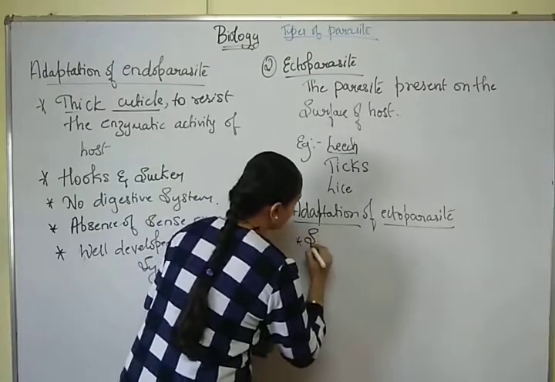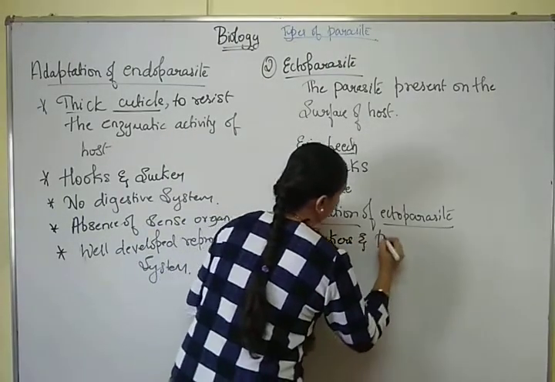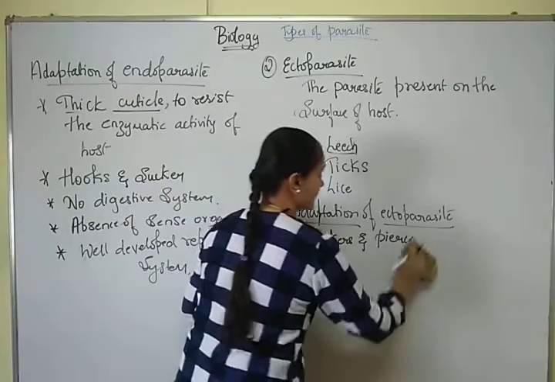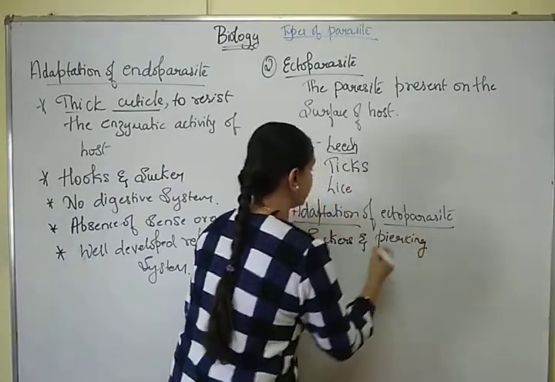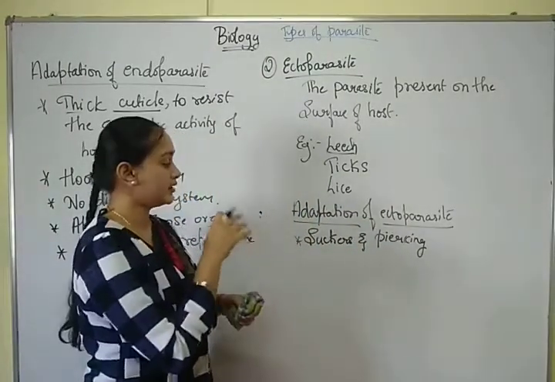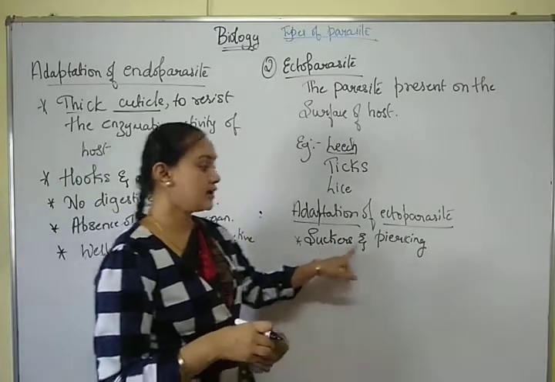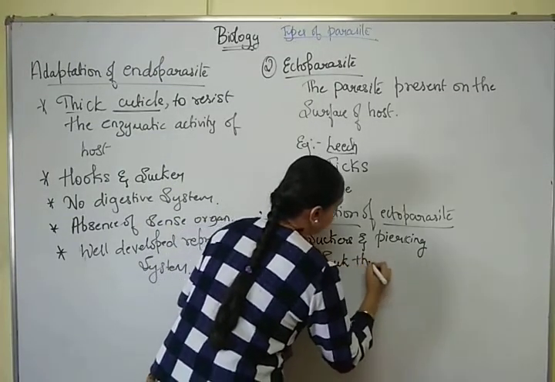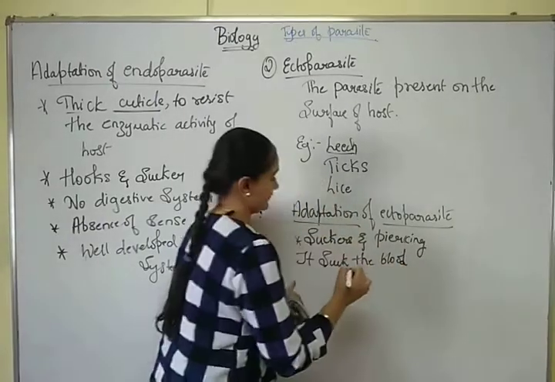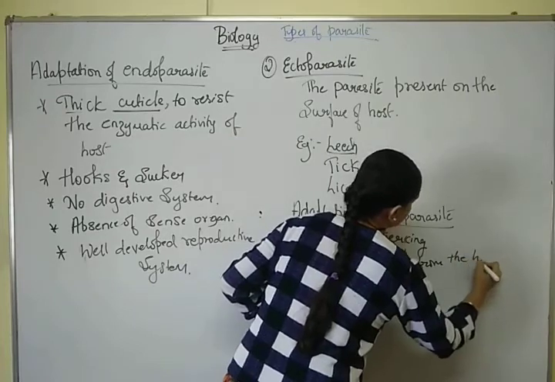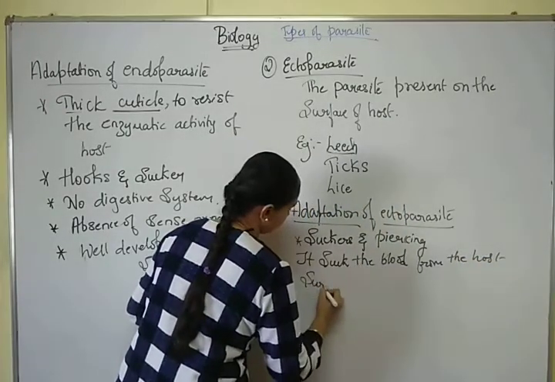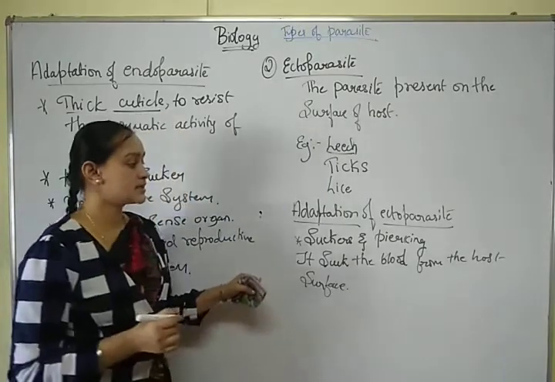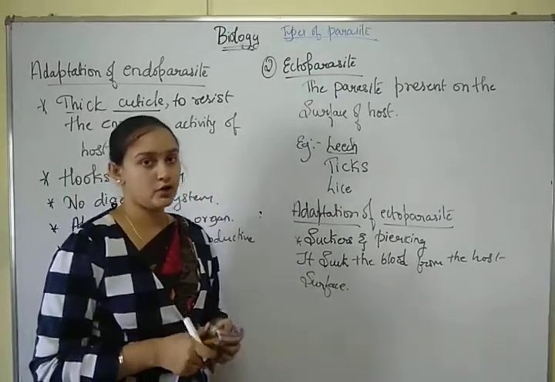Okay, so these are suckers and piercers. So what does this ectoparasite do with the blood? It sucks it. Hence these are the suckers and piercers. Here it sucks the blood from the host surface. The main adaptation here is that it has suckers and piercers. So this is the simple adaptation of an ectoparasite.